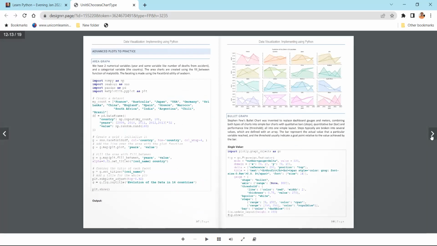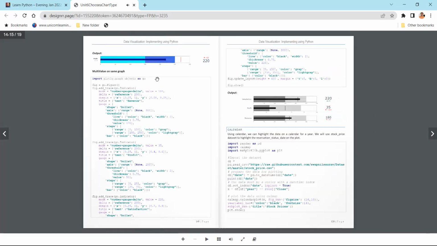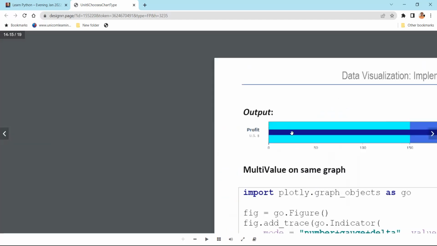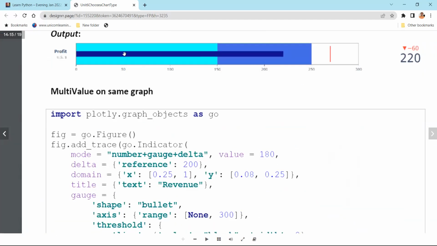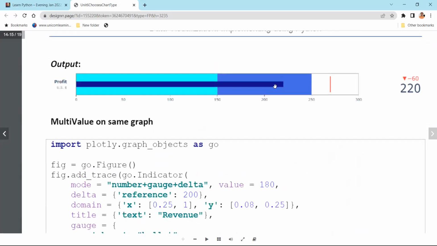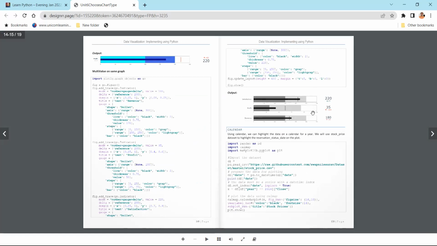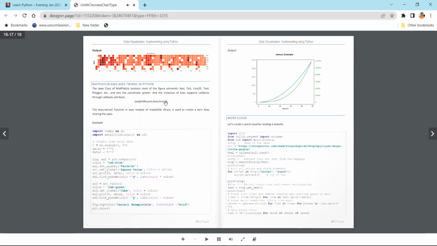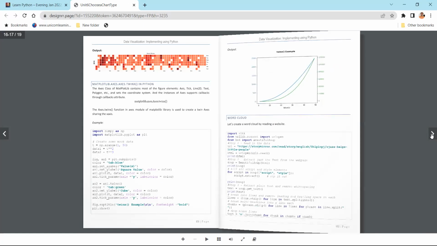Then you have a bullet graph, okay? So this shows the maximum value and how much you have reached. So maybe this bar graph is your revenue, and the line that you see, the bullet that goes till here, is your profit, okay? So you can draw such graphs as well. So yeah, practice these graphs. These graphs are simple in the sense that with a few lines of code you'll be able to get it.